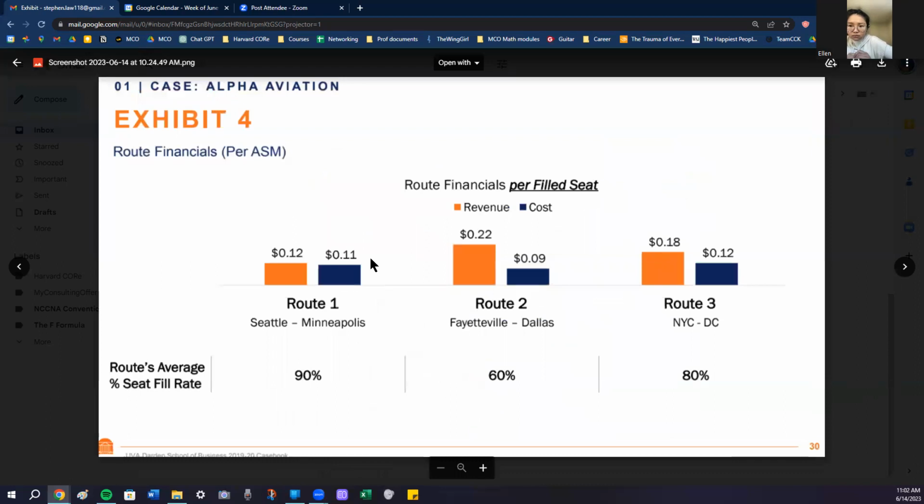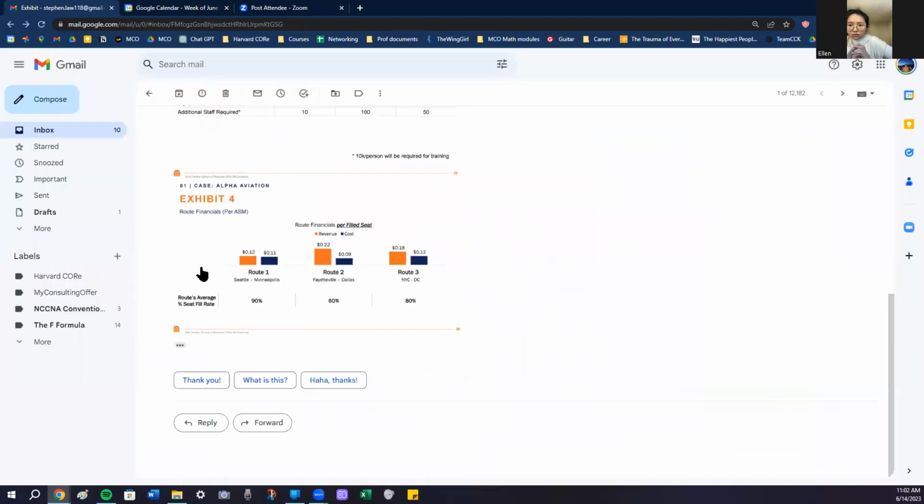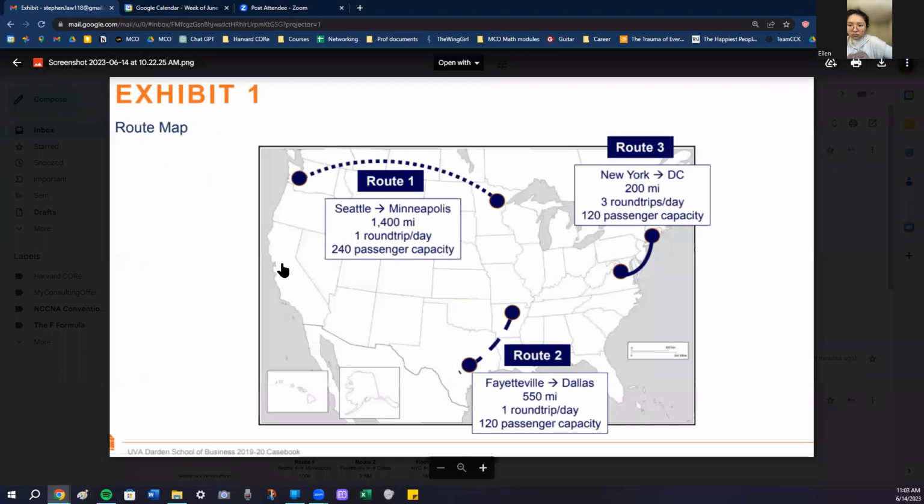And for the third route, we have 6 cents per ASM times around 96 to 100 seats times 1,100 miles. So that's 6 times 1,100, so that's 6,600 per trip. From that, we know that in the first route from Seattle to Minneapolis, it's one round trip per day. So that's 2 flights. So it would be $6,000 per day.